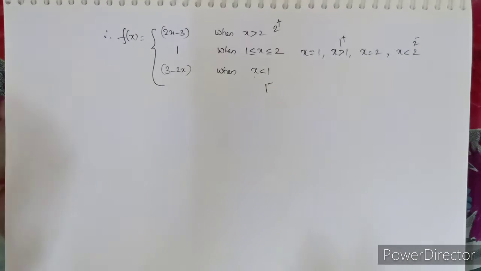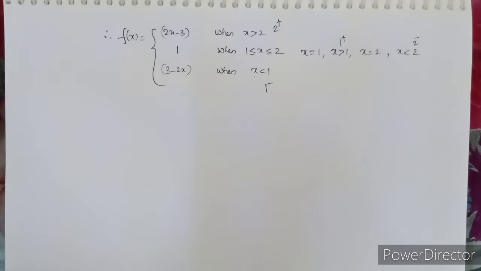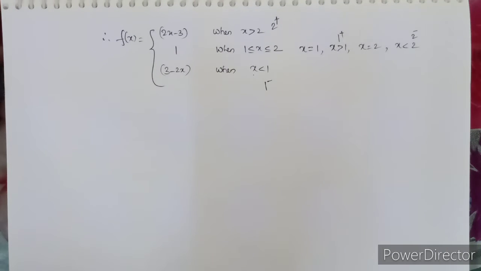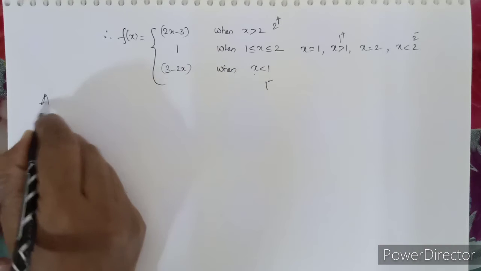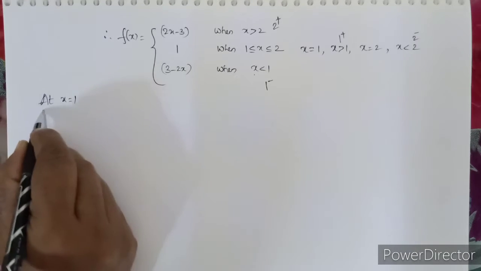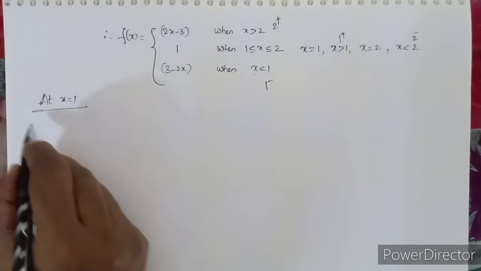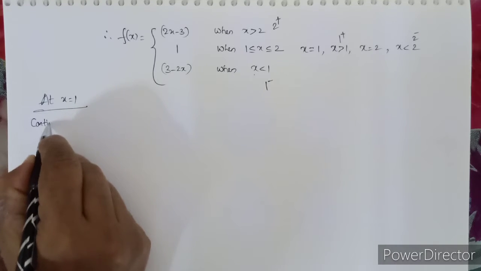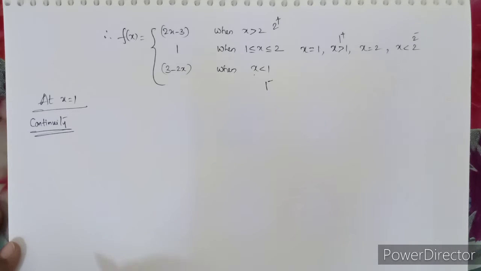So we prepared f of x like this. First we check whether this function is continuous at x is equal to 1 and derivable at x is equal to 1. First we see at x is equal to 1, it is continuous and derivable or not. First, continuity. We check the continuity at x is equal to 1.